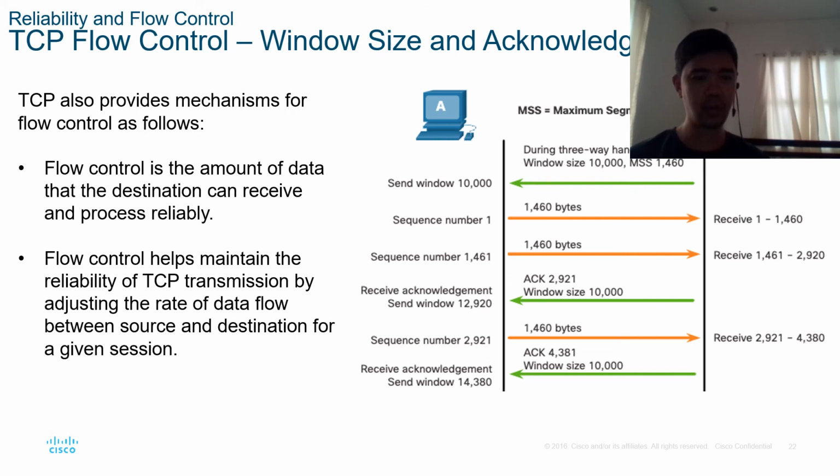In flow control, this is the amount of data that the destination can receive and process reliably. For example, it can receive 2 or 3 or 4 segments, or only one if there are low resources available. If TCP sees that there is a higher resource available, it will send more. If there's not enough bandwidth or memory, it will send less. That's what we mean by flow control.